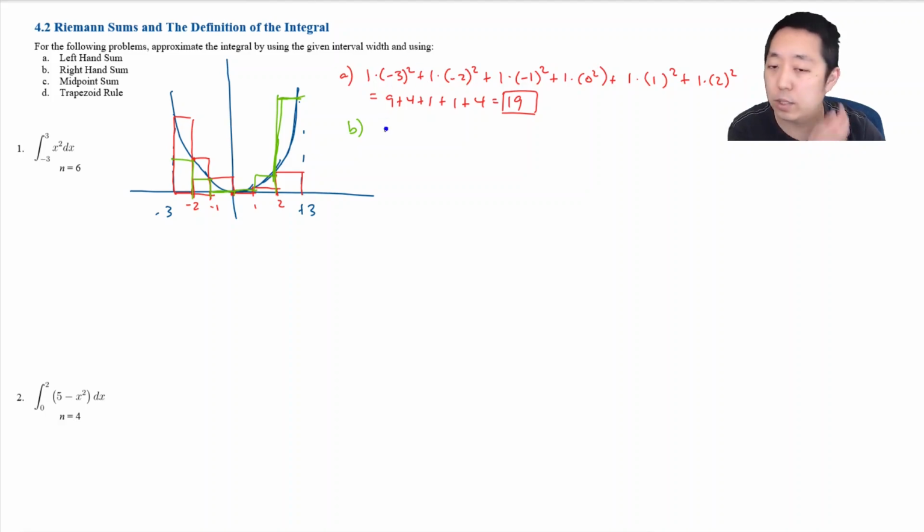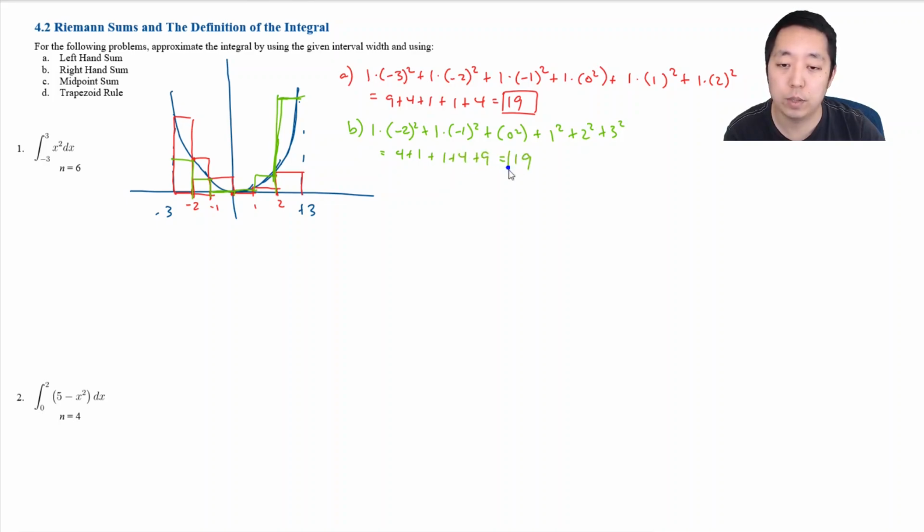And so in this case, what I think about is, again, the width is 1, but then I'm doing negative 2 squared plus negative 1 squared. I'm going to drop the 1. 0 squared plus 1 squared plus 2 squared plus 3 squared, because this is the final one. So this is 1, 2, 3, 4, 5, 6 there. So that's 4 plus 1 plus 1 plus 4 plus 9, also equal to 19, just by coincidence, by symmetry a little bit here.